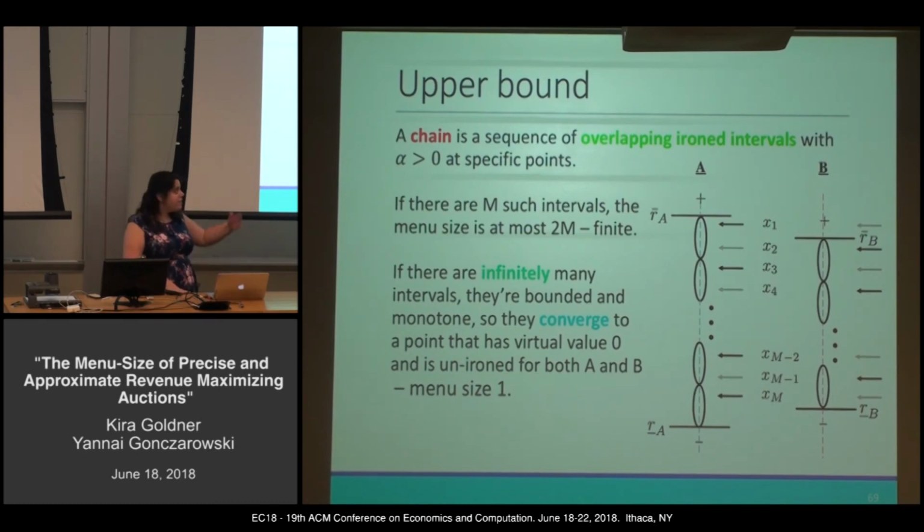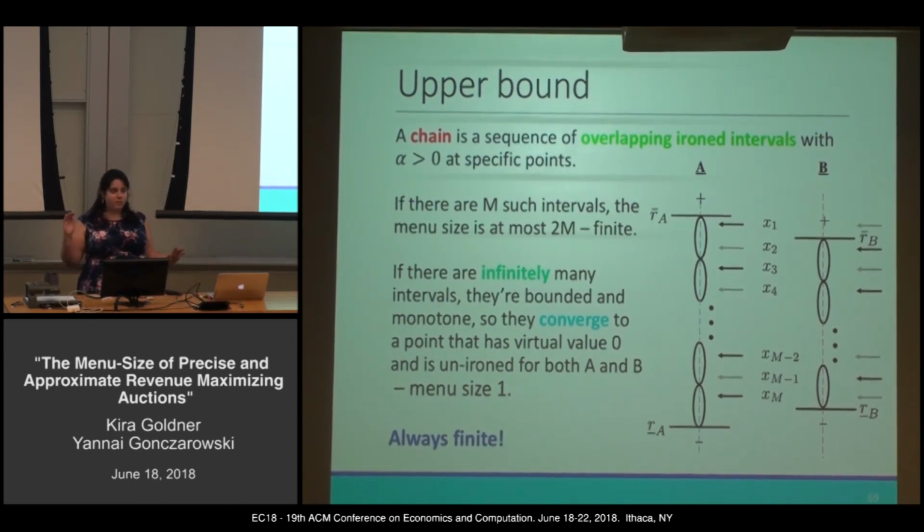The reason for this is I have infinitely many ironed intervals, but they're bounded at the bottom by 0. And they're monotone because at each point the value is decreasing. So if I have a monotone bounded sequence, it converges. And at that point, both of the virtual values are 0 and unironed. What I really needed was these overlapping ironed intervals where there was no point, or there would be that many, many options. And so it turns out that the menu complexity is always finite. So it's unbounded, it can be as large as I want, but it's finite.